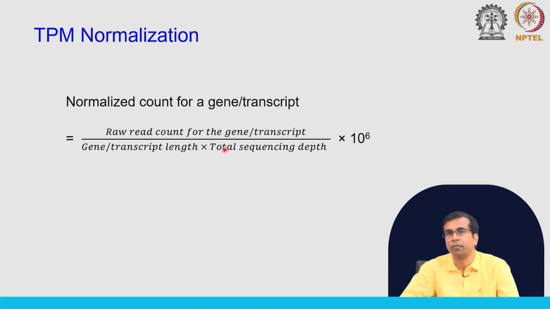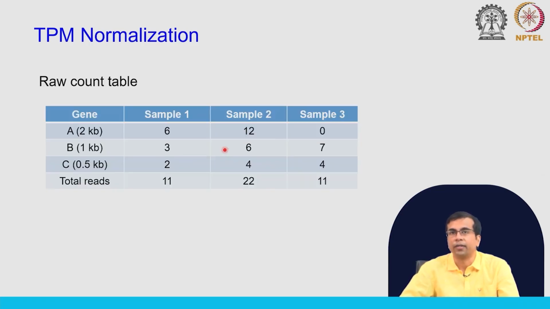Okay. So, this is the formula that we also got earlier, but the order of steps is slightly different. Let us take the example and do the TPM normalization ourselves with this very small data set, and we get an idea. Here again we have 3 samples and the genes A, B, C, for which we have the raw read counts.